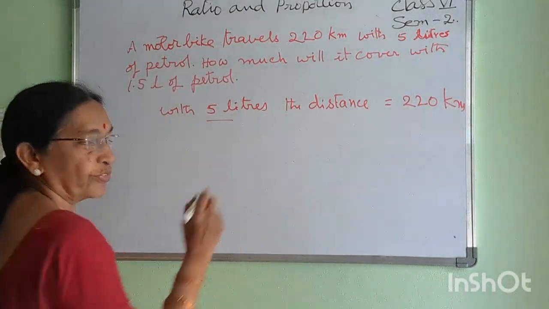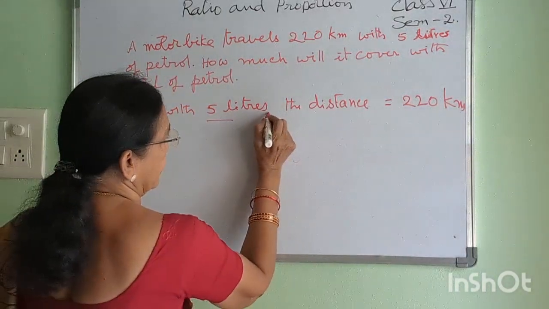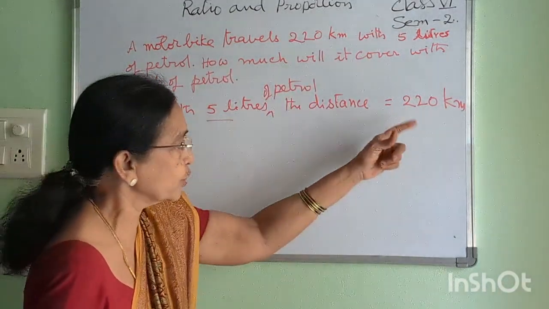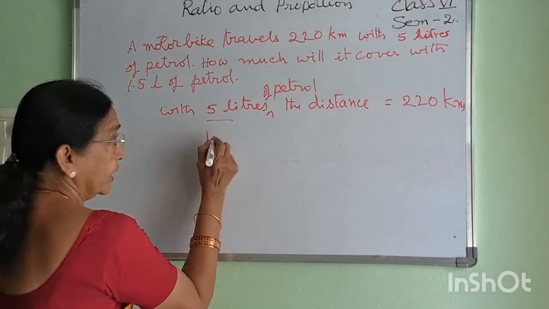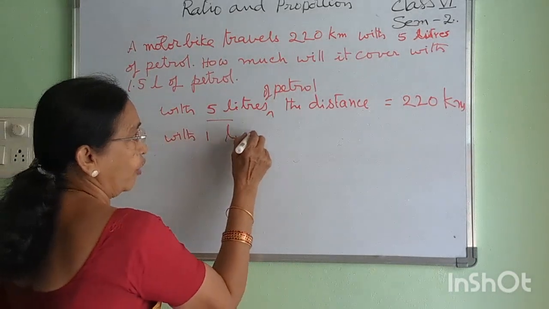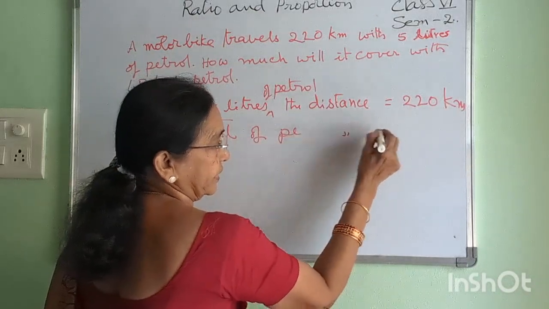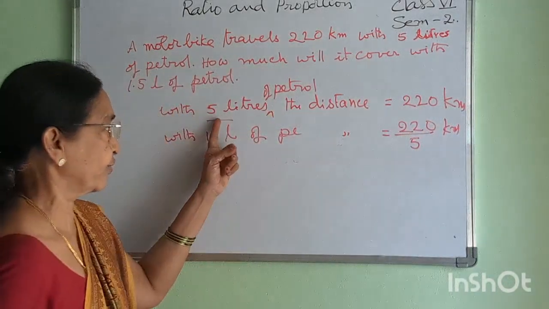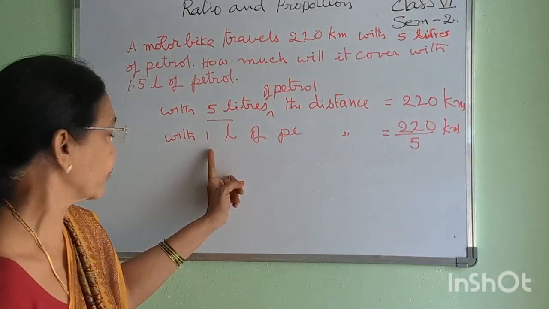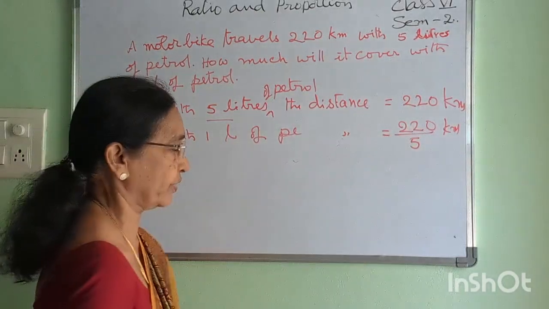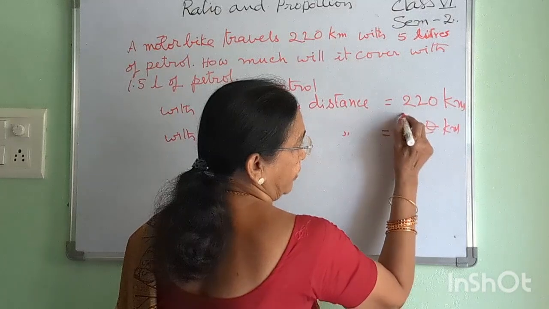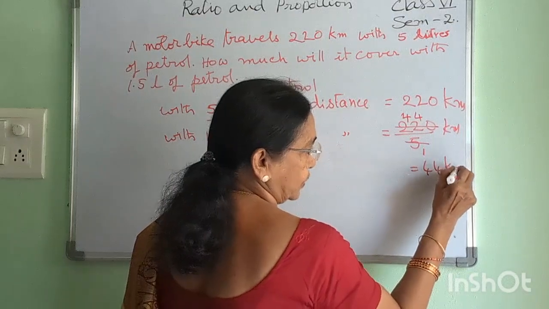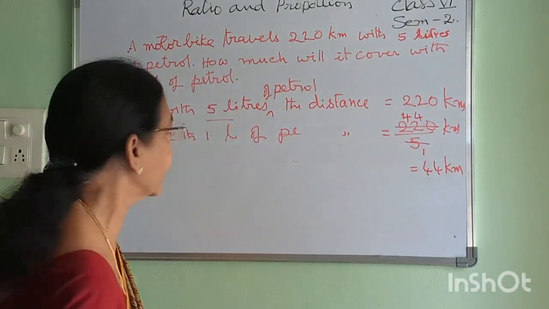So with 5 liters of petrol, the distance covered by the motorbike is 220 kilometers. Therefore with 1 liter of petrol, the distance is equal to 220 by 5 kilometers. We can cancel it. 5 fours 20, that is equal to 44 kilometers. So with 1 liter of petrol it covers 44 kilometers.